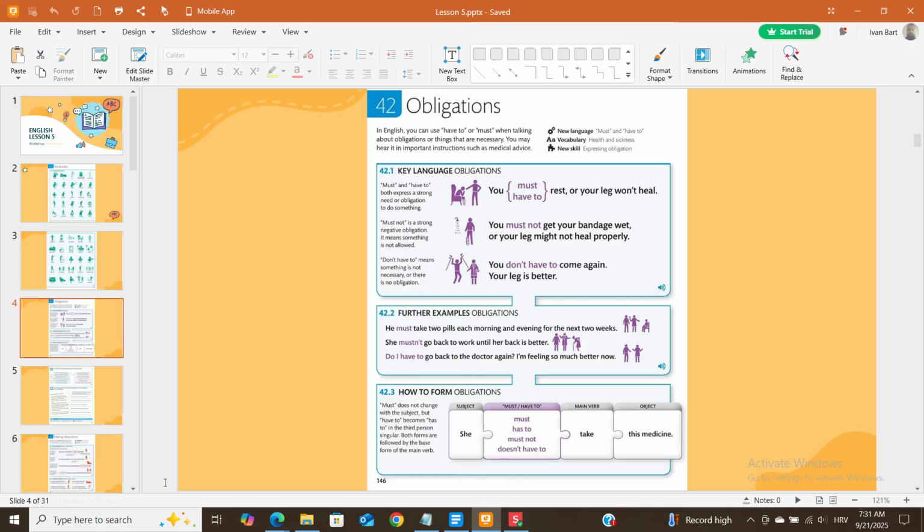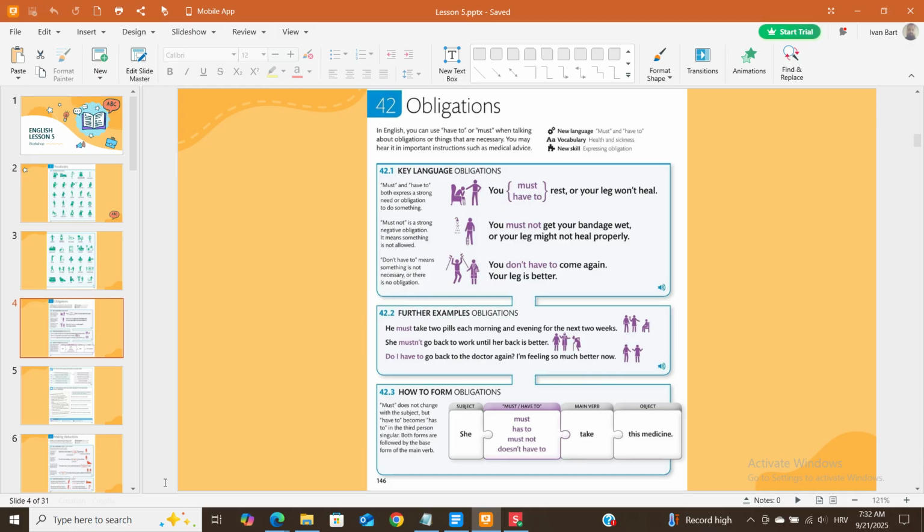New language: must and have to. Vocabulary: health and sickness. New skill: expressing obligation. You must rest or your leg won't heal. You must not get your bandage wet or your leg might not heal properly. You don't have to come again. Your leg is better.